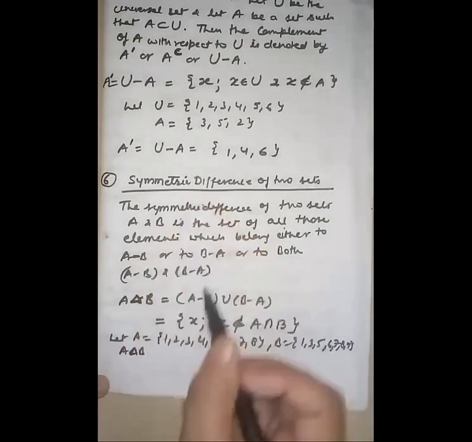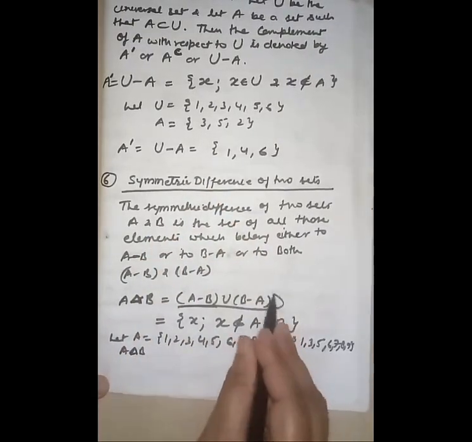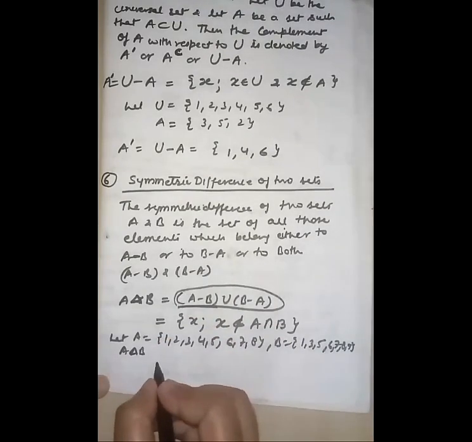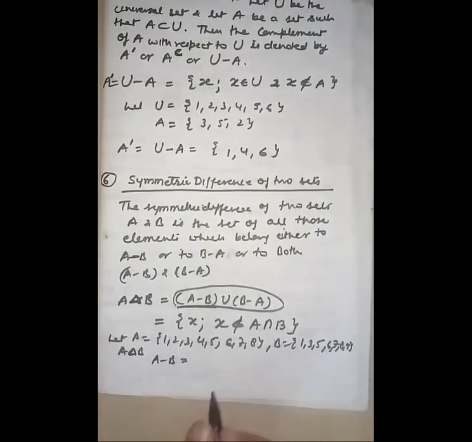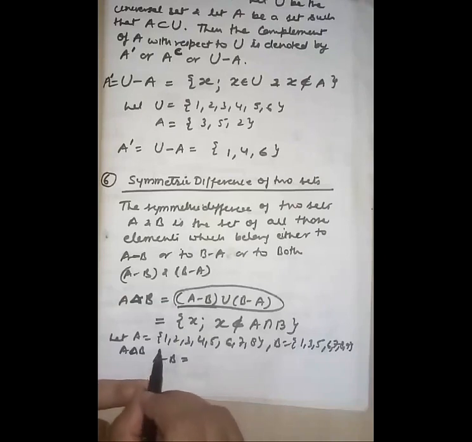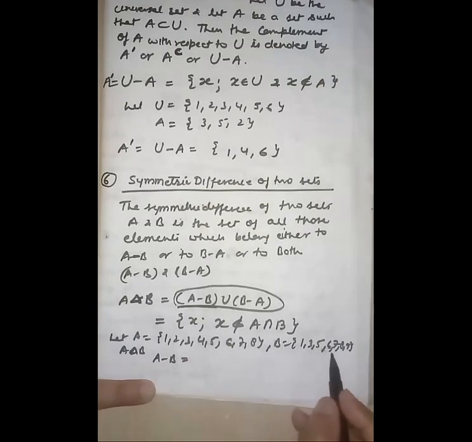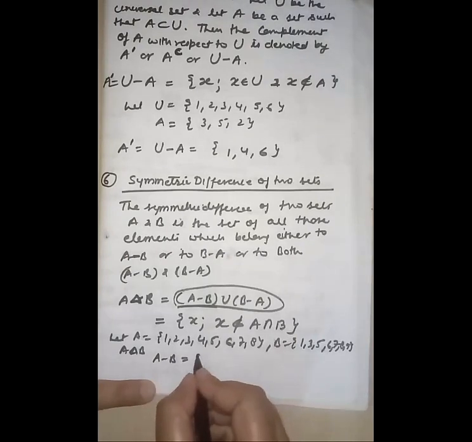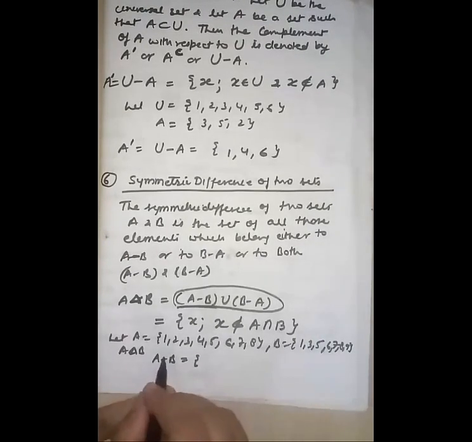Firstly you can find A minus B, because in the definition you can find this quantity. So firstly you find A minus B. What is A minus B? Elements which belong only to A, not to B. So here you can check the elements of A are 1, 2, 3, 4, 5, 6, 7, 8, and here B is 1, 3, 5, 6, 7, 8, 9. So the elements which belong only to A, that set, a collection of only A elements, is called A minus B.